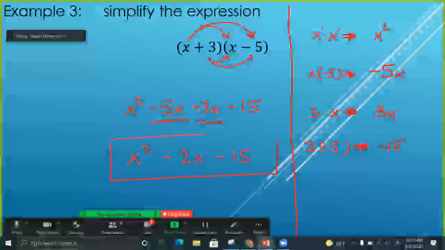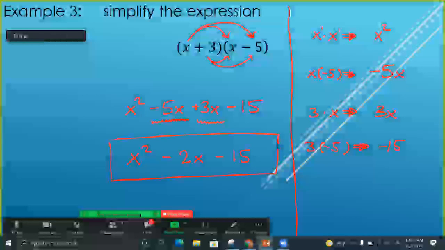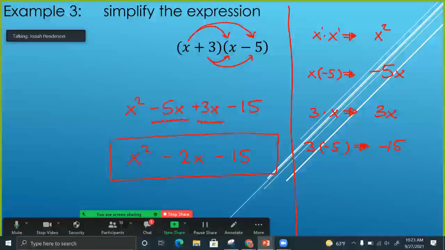Any questions or concerns or comments? The takeaway from example 3 is that everything in the first parentheses should be multiplied to everything in the second parentheses. All right, I'm going to move on to example 4 in just a few moments.